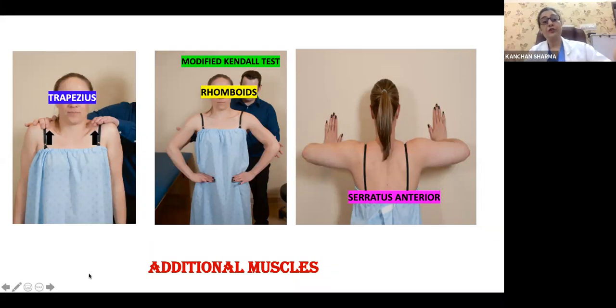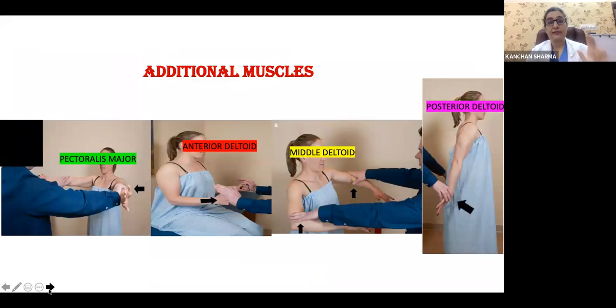So we have tested the rotator cuff, we have tested the biceps, and we are just testing the additional muscles. Some more muscles we need to test. One is your pectoralis major. This is the adductor of the shoulder joint. So again, we will be asking the patient to put the arm in the scapular plane, internally rotate it, and then try to bring it towards the midline against the resistance which will be applied by you.